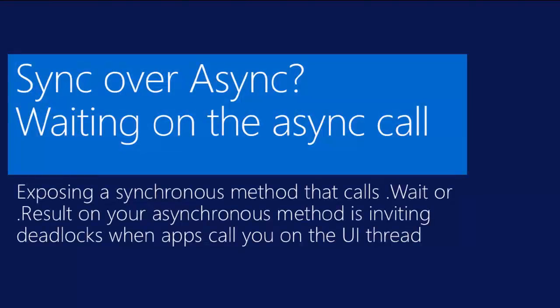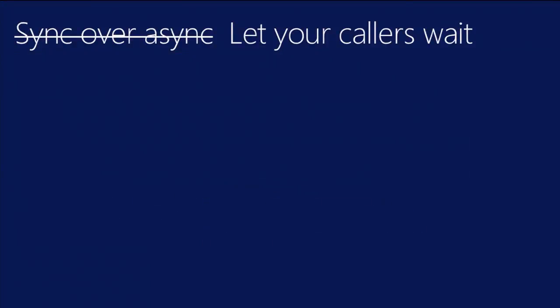And so if you expose a synchronous method that calls wait or calls result on top of some async method that you have, you're just inviting deadlocks if apps decide to call you on the UI thread, right? And even if you say it's a bad principle or a bad practice for people to do that and they really shouldn't do that, they're going to find occasions to do that, right? And you don't want to expose an API that leads to deadlocks.